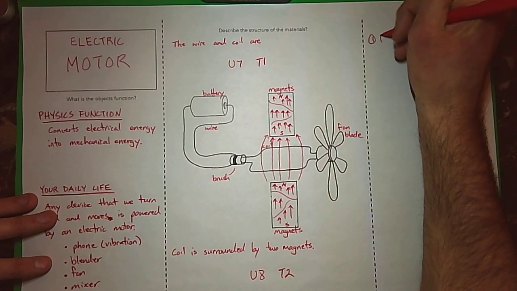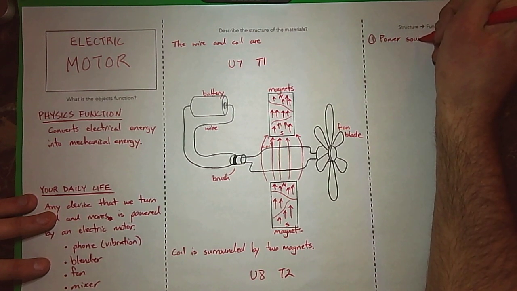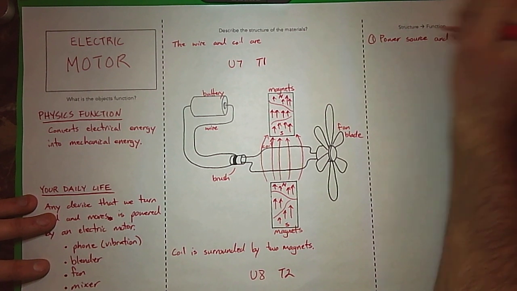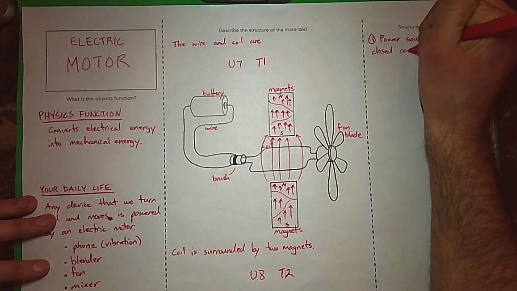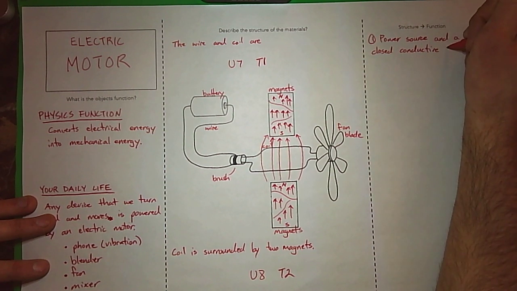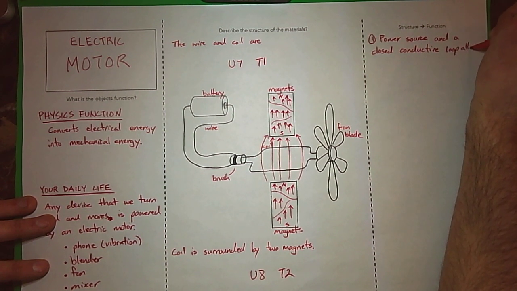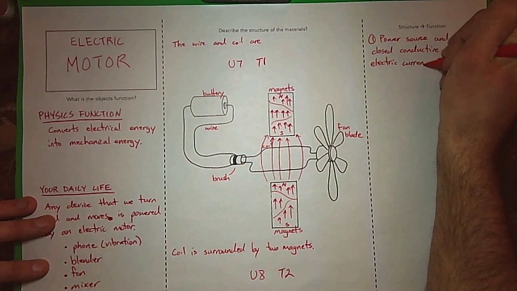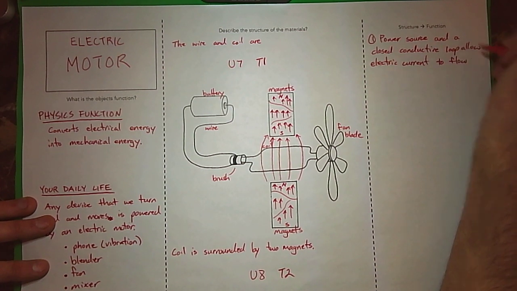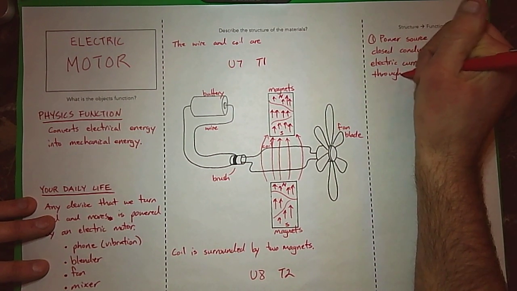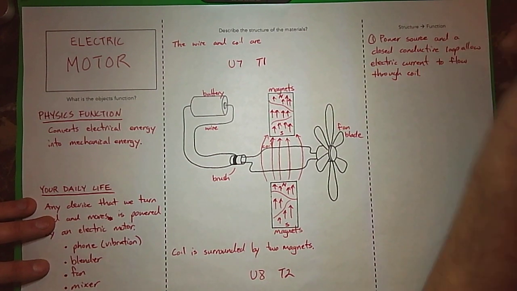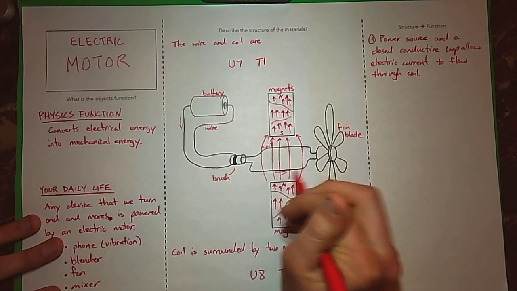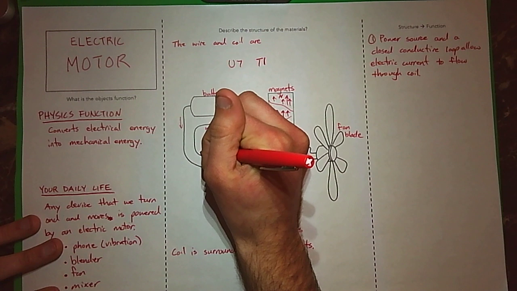So my first step is that the power source and a closed conductive loop allow electric current to flow through the coil. Right? So you can imagine that once we have this closed loop, electricity is going to flow through my wire right here. Just draw some arrows, just showing that. Might even label this current.